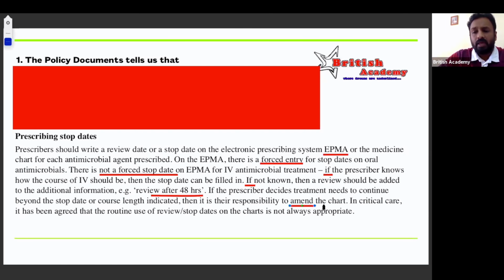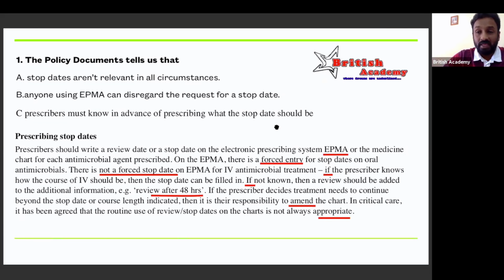Now this word amend, people may feel like I don't know this word. Amend means changing. Many people may know this word, but for people who don't know, it means to change or to apply any change in the particular chart. In critical care, it has been agreed that the routine use of review or stop dates on the chart is not always appropriate, which means in critical care every time it is not that relevant to put a review or a stop date, because we are not so sure how the patient is going to respond to the particular situation, how the patient would react to the drugs, and what will be the options. Now, these are the options.